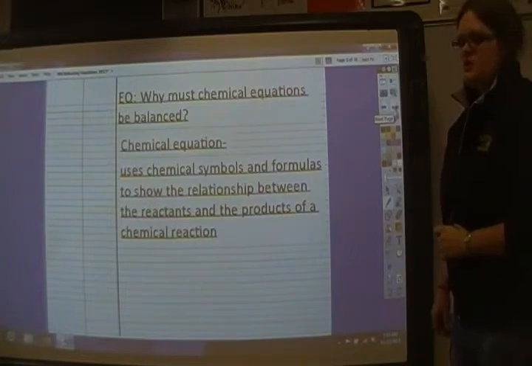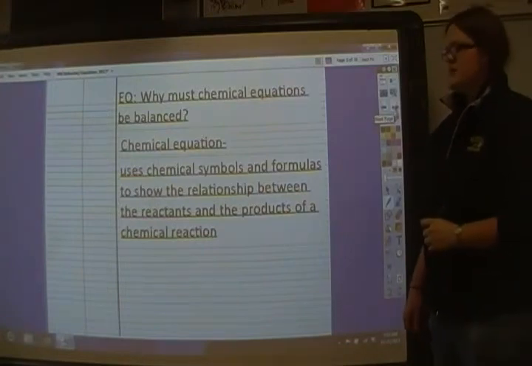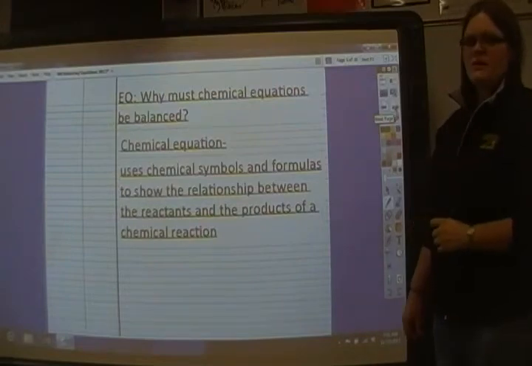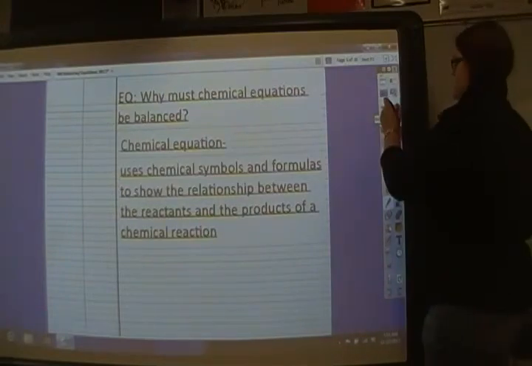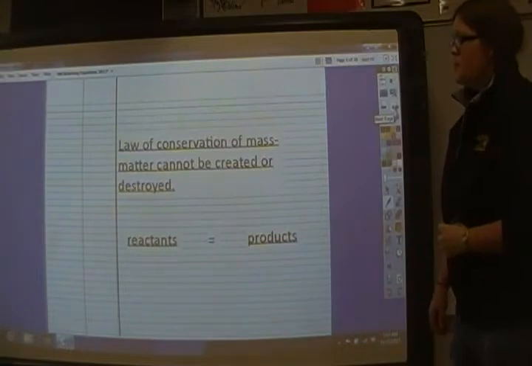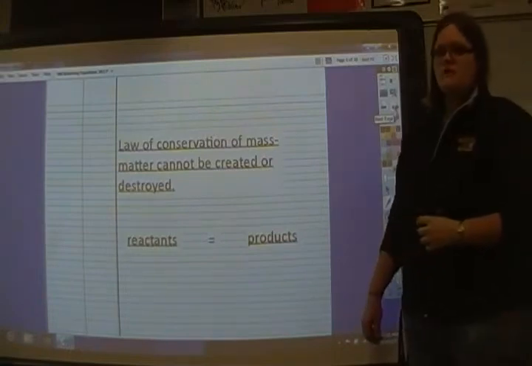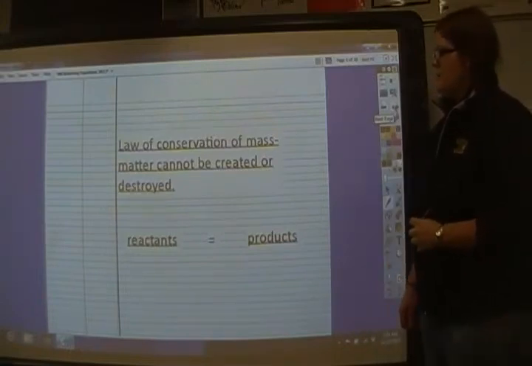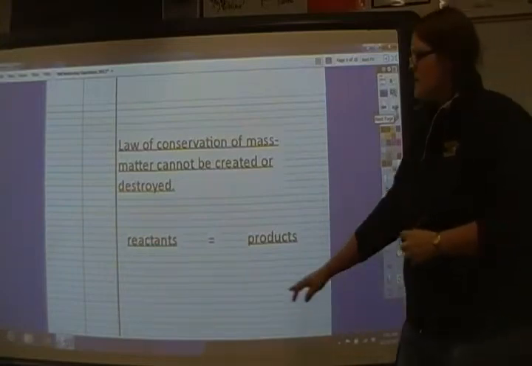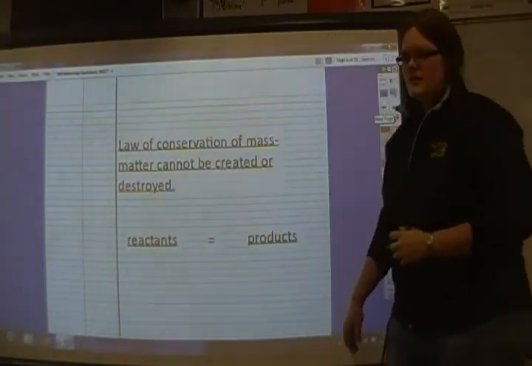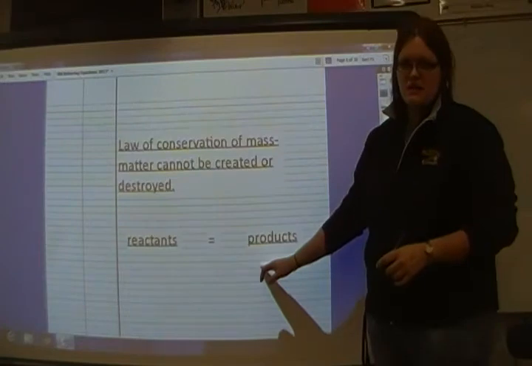A chemical equation uses chemical symbols and formulas to show the relationship between the reactants and the products of a chemical reaction. And this is important because of the law of conservation of mass. Matter cannot be created or destroyed, so the number of atoms in the reactants must equal the number of atoms in the products.